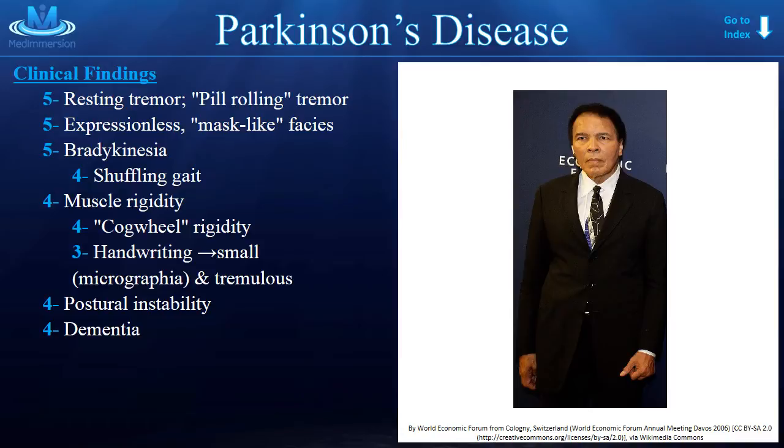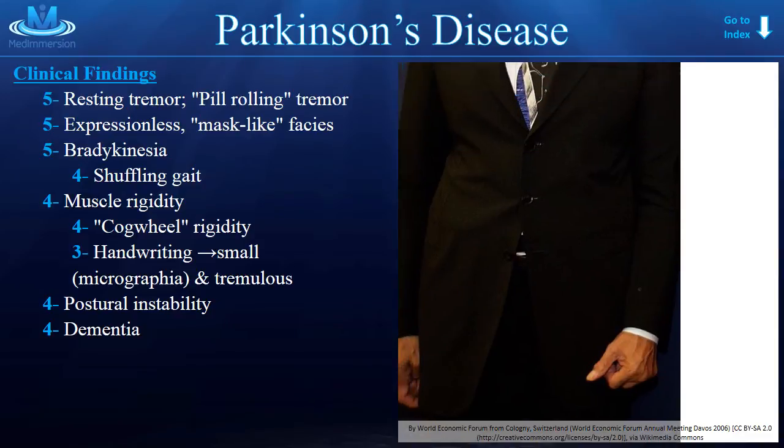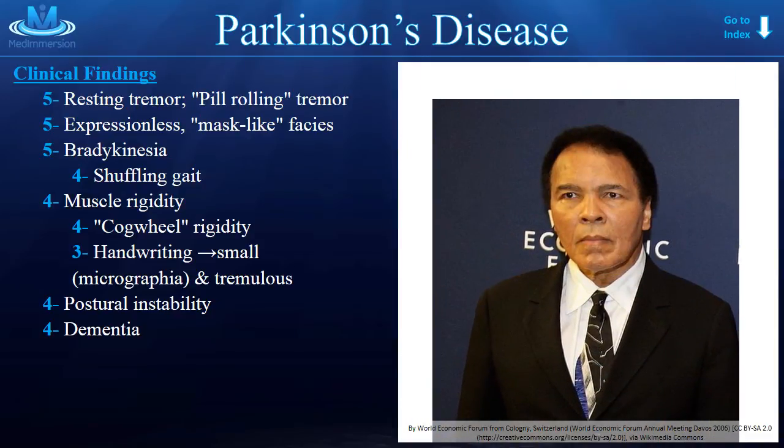So, looking at our list, the top 3 things that you really should know about the symptoms of this disease are number 1, a pill-rolling tremor. Take a look at Mr. Ali's hand, his left hand here. Can you see with this thumb and this first finger the motion of the pill-rolling tremor? You can just imagine it right there, can't you?